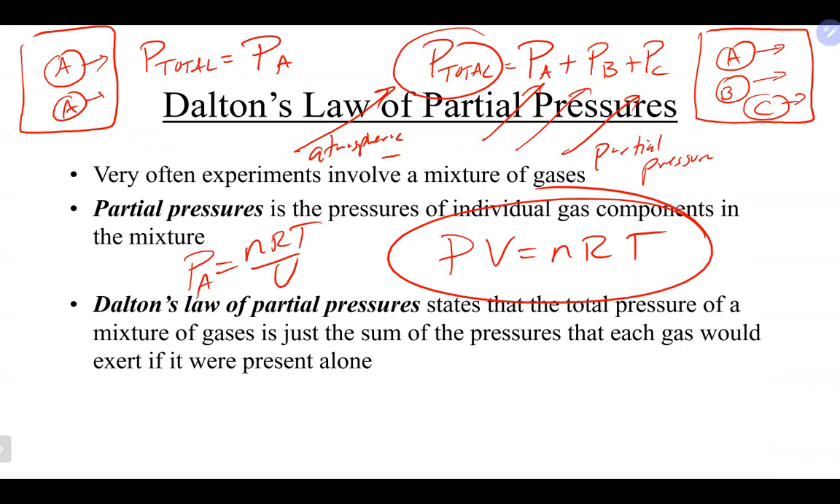And we just assume that they're not interacting with each other. That's really the idea of an ideal gas: even though they're in there, they pretty much don't interact at all.